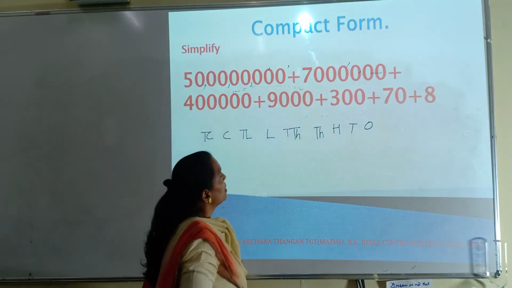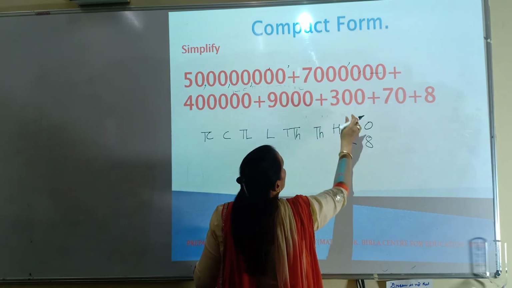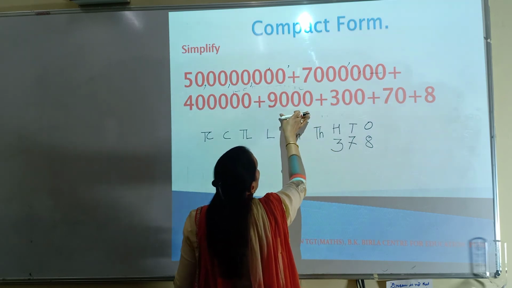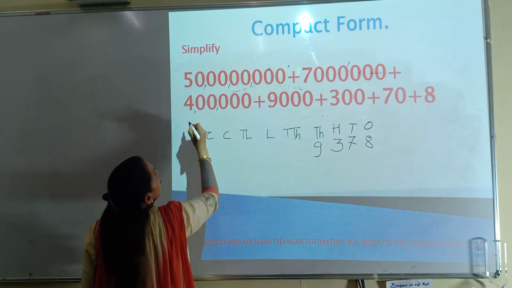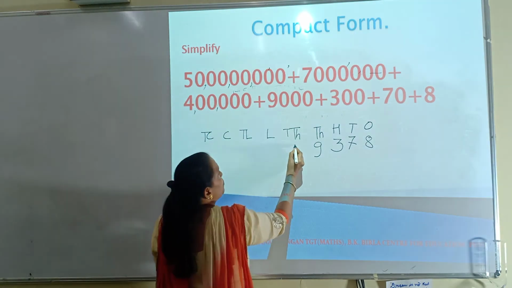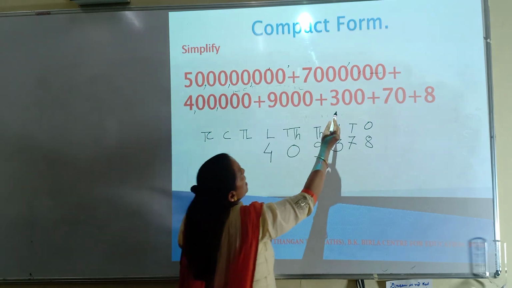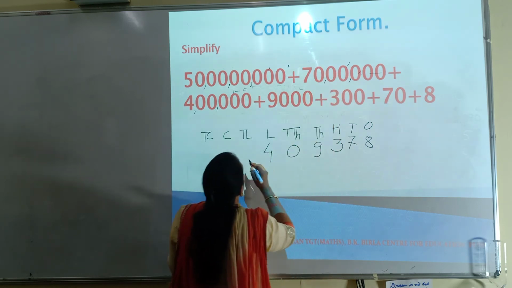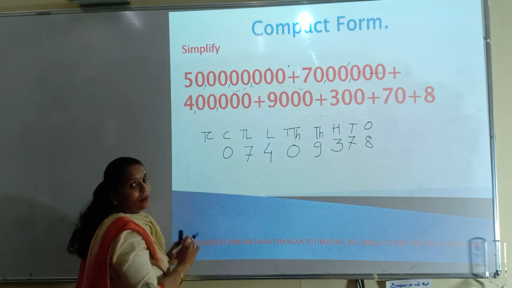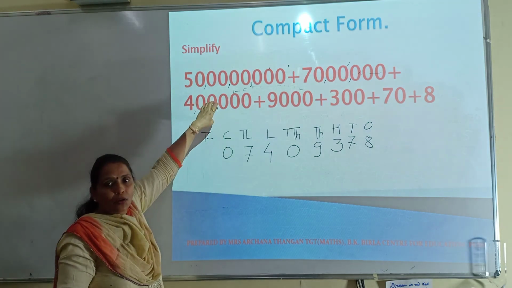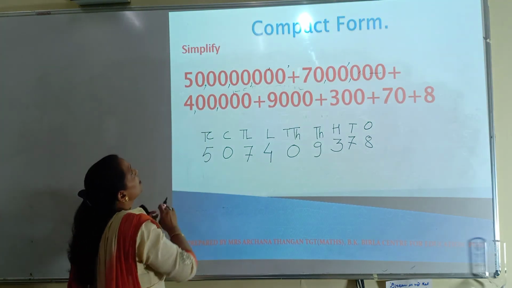So how to write this number? In ones place I have a 5, tens place I have 7, 100 place I have a 3, 1,000 place I have a 9, and see, 10,000 place is missing, so I need to put a 0. And lakhs place I have a 4, 10 lakh I have a 7, and crore place there is no number, so I need to put a 0. And last, in 10 crore I have a 5.